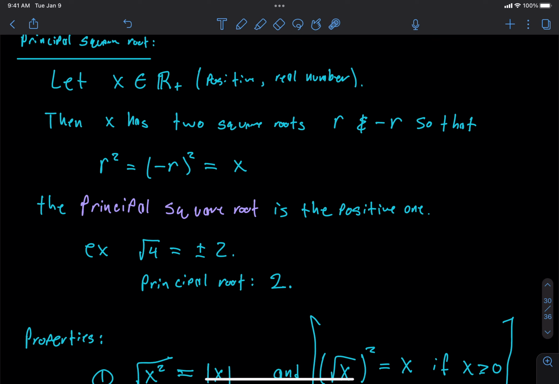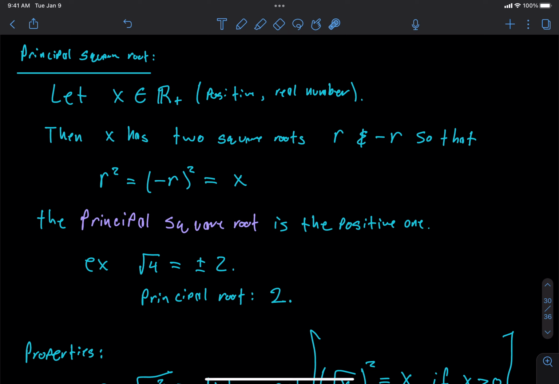So you probably heard of square roots before. Has anybody heard them referred to as the principal square root before? Let's have a show of hands. Have you ever heard of the principal square root as opposed to just the square root? Okay, a couple people.